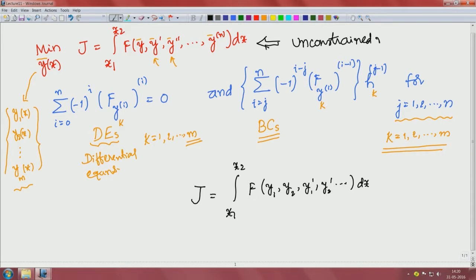Unconstrained minimization, right. But then when there are two functions, we can have a constraint also between them. That is the example that we were looking at, but you can also have unconstrained minimization with two functions. Let us briefly look at that before going back to the example or formulation that we were looking at. Let us find an example of a problem where there are two different functions y1 and y2 and there are no constraints.